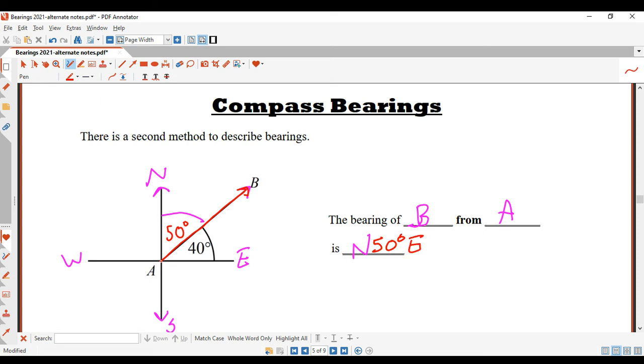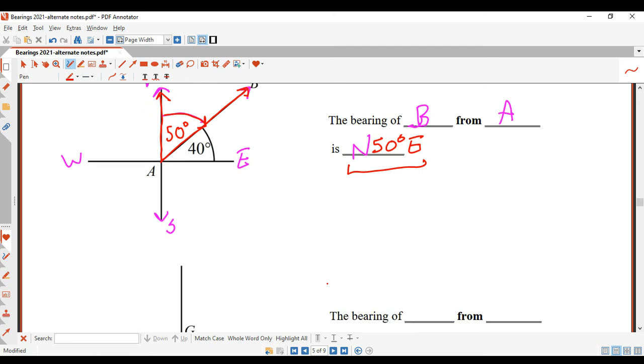So you can imagine if you're standing here at A and I said, I want you to follow these directions, north 50 degrees east, you would go, okay, I'm facing north now. And then from north, I'm going to rotate 50 degrees in the easterly direction, and then that's exactly where B is. So let's have a look at the next one.